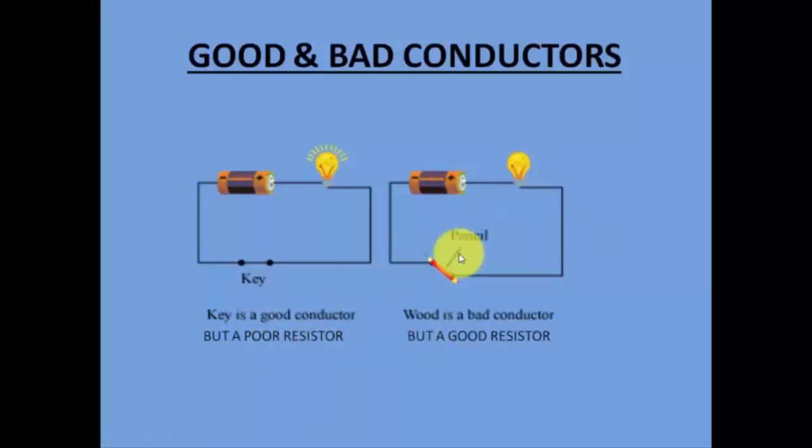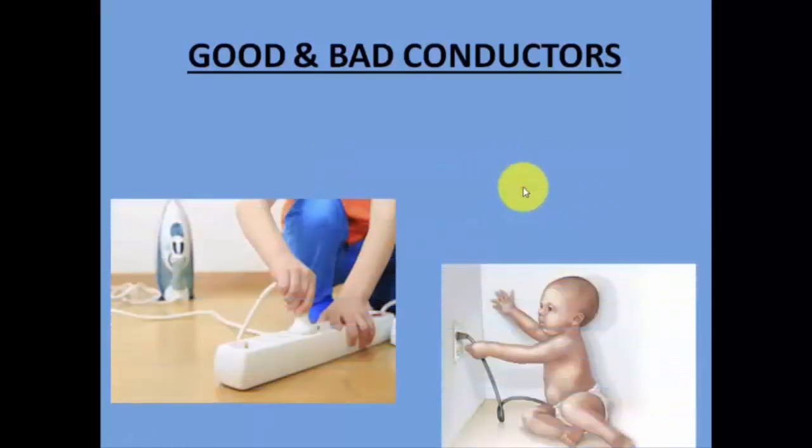On the other hand, let's say I connect a pencil over here. So what is a pencil? A pencil is made up of wood. So we have learned that wood is a poor conductor. It is a bad conductor. So that is why this bulb will not glow, because the circuit is not complete. Wood is a bad conductor, but it is a good resistor because it resists the flow of electrons through the circuit, and that is why the bulb will not glow. Right? Now let's move ahead.